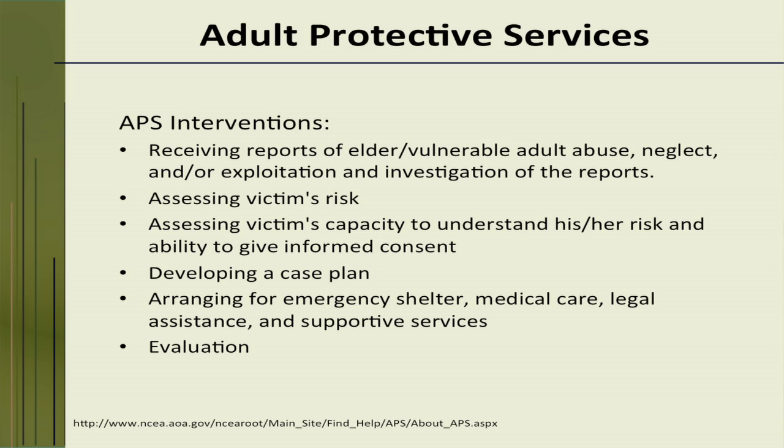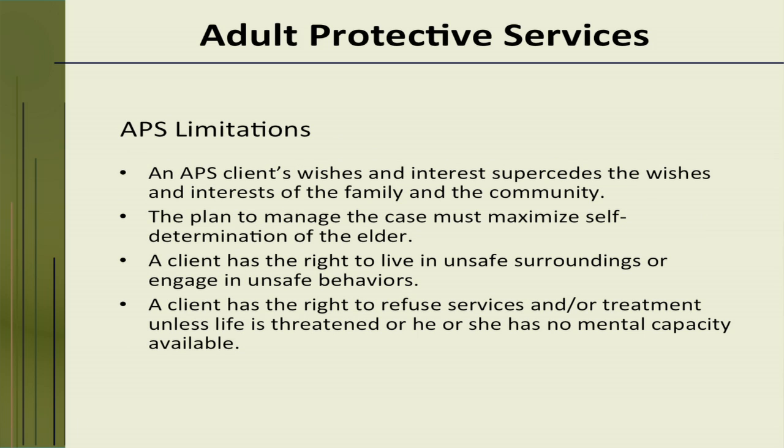They assess the victim's capacity to understand his or her risk and ability to give informed consent. They develop a case plan. They arrange for emergency shelter, medical care, legal assistance, and supportive services, and they arrange for evaluations. So what are some of the limitations of Adult Protective Services?